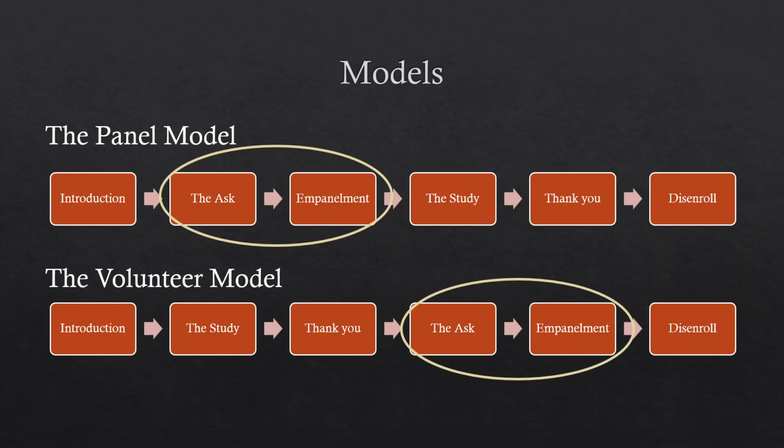You don't want to collect data on people who aren't going to join the panel, and you don't want to collect data in a particular study without getting the basic empanelment data that you'll need for all of your waves. That's why I call it the panel model. So you do the ask. People can't continue until they assent to future outreach or future contacts. You do the empanelment, and then you do the study for that first wave or whatever the current wave is. And thank you, and then on the back end is your disenrollment.